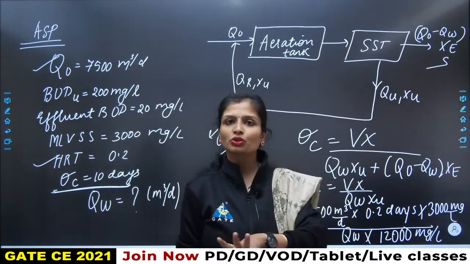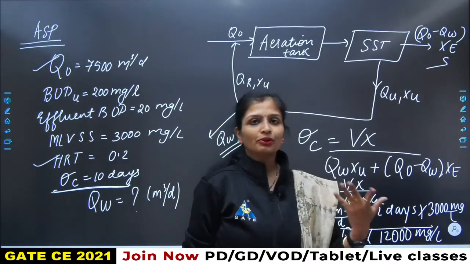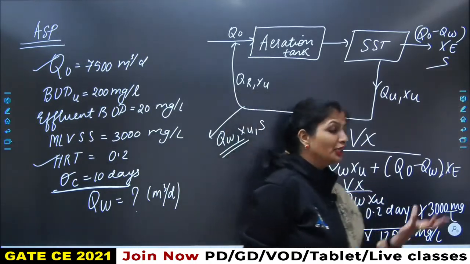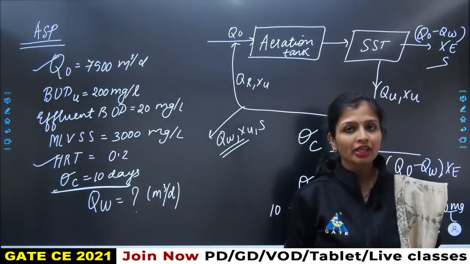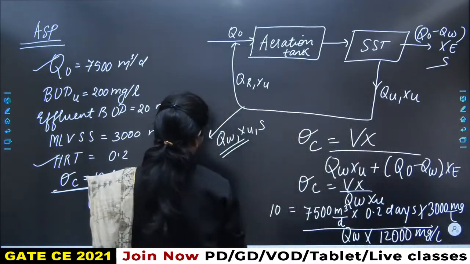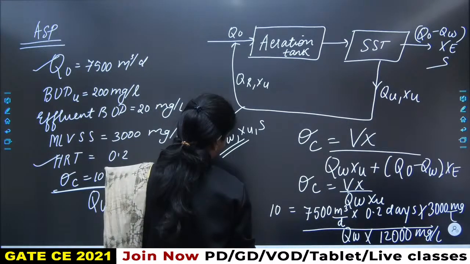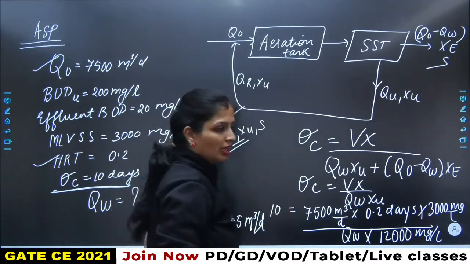That's why I always told you to write the units corresponding to it, so that you can have a better understanding of the unit in which you will be getting the answer and which units have to be converted. On solving this, you will get the value of QW as 37.5 meter cube per day. Clear?